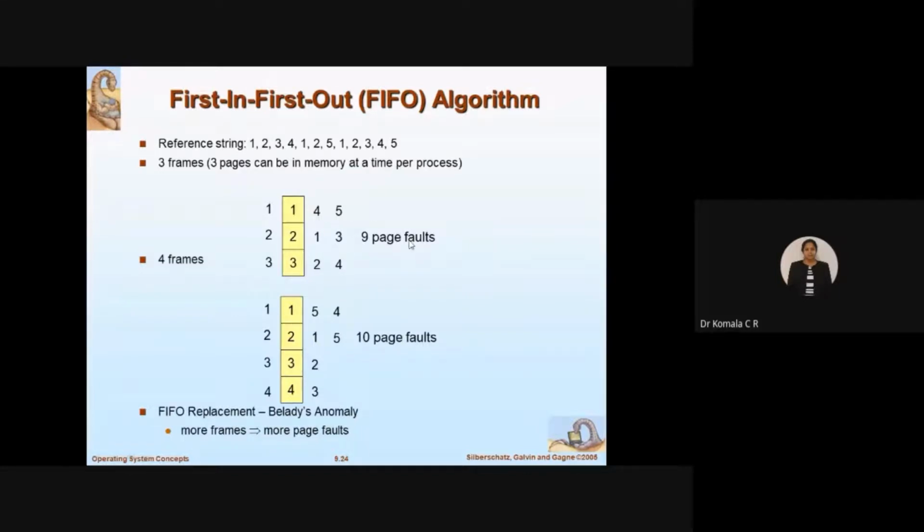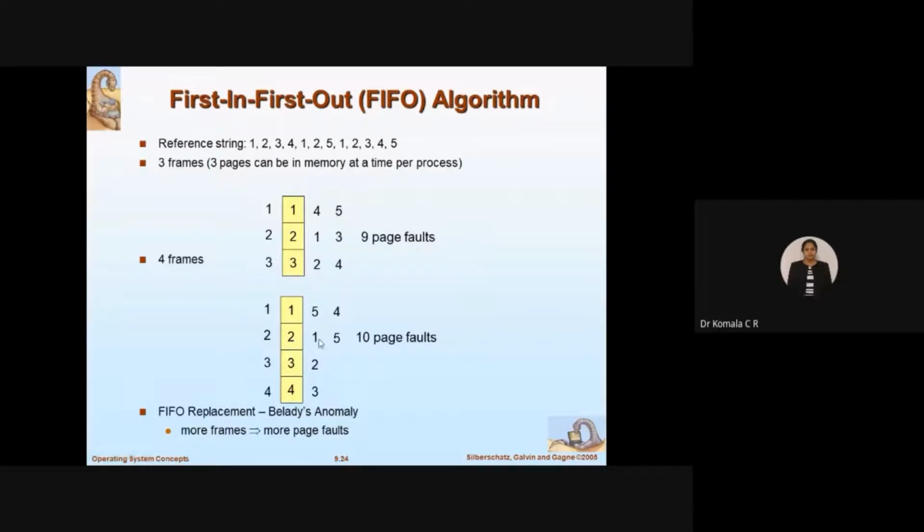So this is how. Now how many page faults are there? 1, 2, 3, 4, 5, 6, 7, 8, 9 page faults you get. Coming to the second one, same example if you go for 4 frames here. 1, 2, 3, 4, then you have 5, 1, 2, 3.